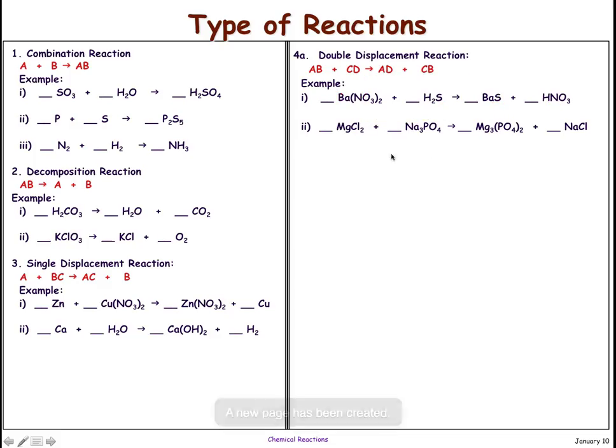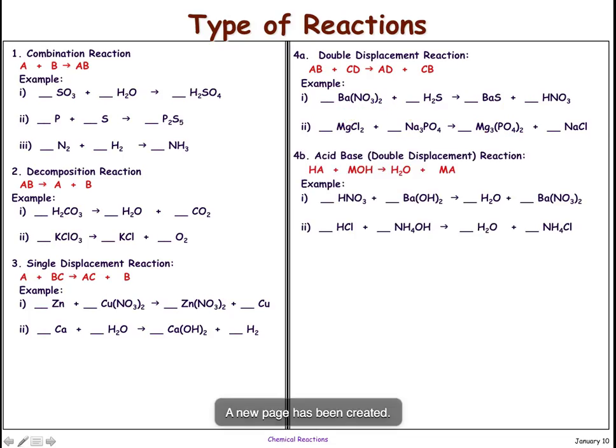Here, this is a more classic double displacement reaction. The magnesium and the sodium switch partners. You have magnesium phosphate and you've got sodium chloride. It's a double displacement. Another form of double displacement is acid-base chemistry. In acid-base chemistry, the H and the OH form water. The Ba and the anion in the acid form this salt, this ionic compound. Write the chemical formula correctly first, then worry about balancing the equation later.